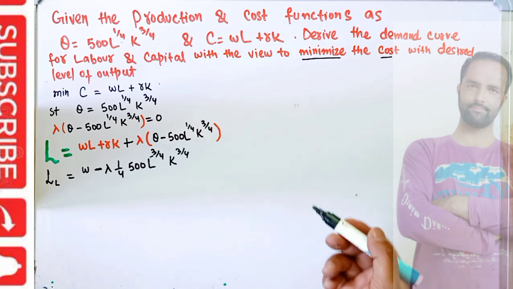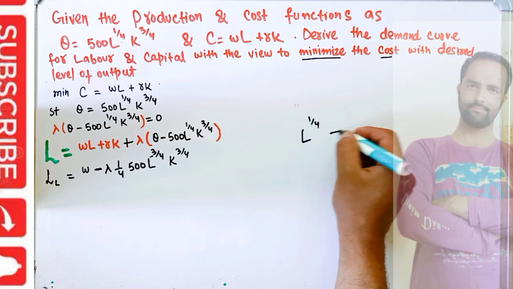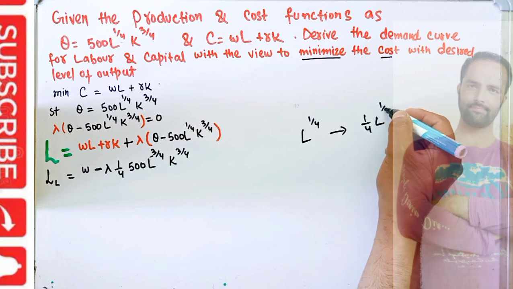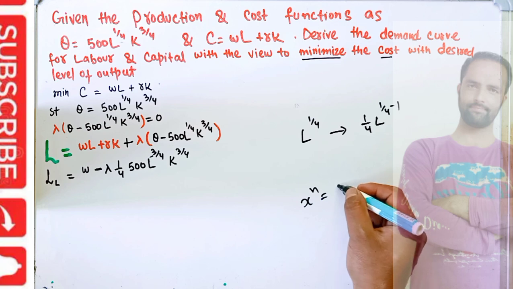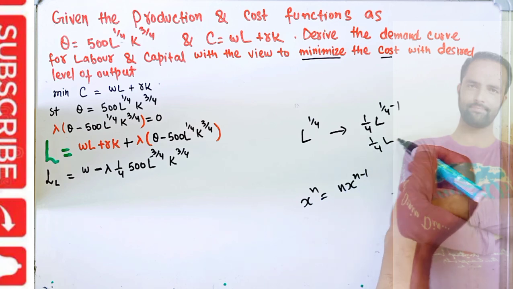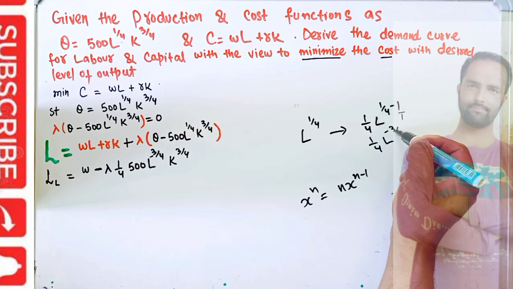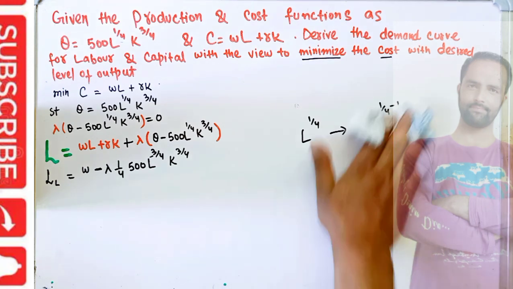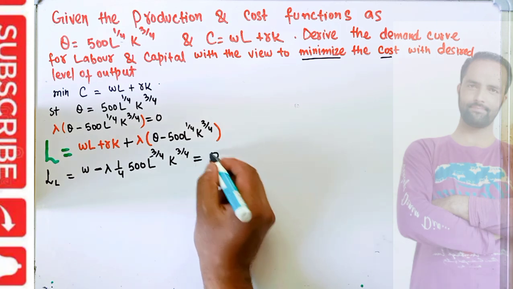If you are getting confused, I have done nothing special. The derivative of L^(1/4) is simply 1/4 as the coefficient, then L to the power 1/4 minus 1. By the power function rule, if we have x^n, its derivative is n times x^(n-1). So we have 1/4 L^(1/4 - 1), which comes out to be L^(-3/4). That is what I have applied here, and we set it equal to 0.